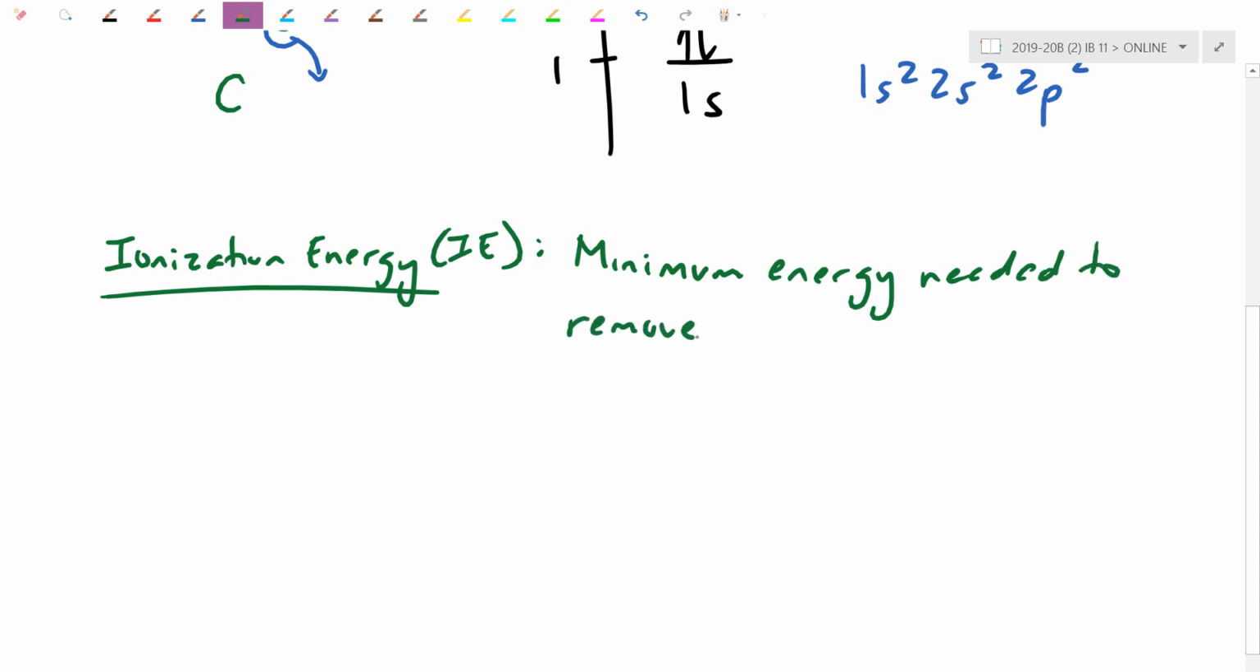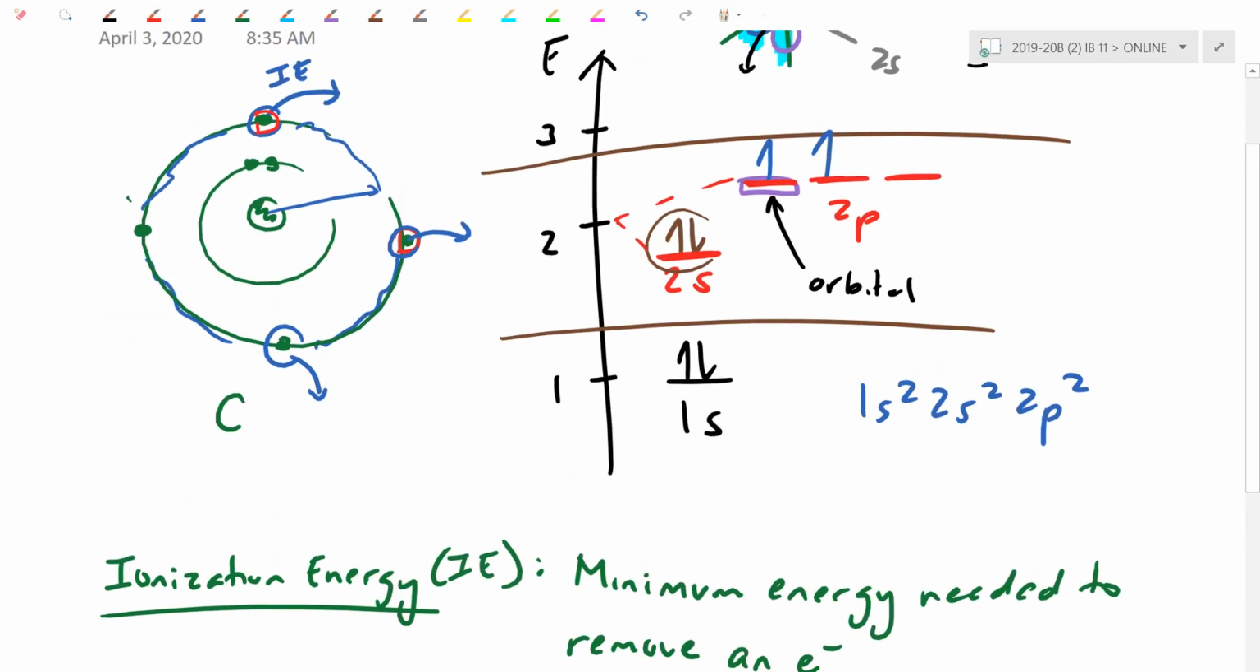We are pulling off electrons. In chapter 3, we're going to come to another trend where we're adding electrons, but that's given a different name. In this case here, IE is pulling off electrons, remove an electron. Right, that's based on this picture here. Your atom was minding its own business. It already had its electrons.